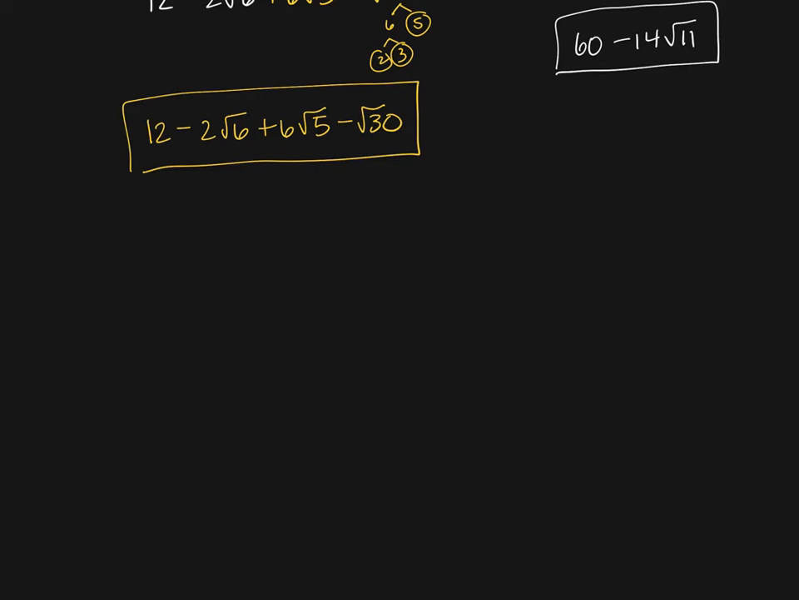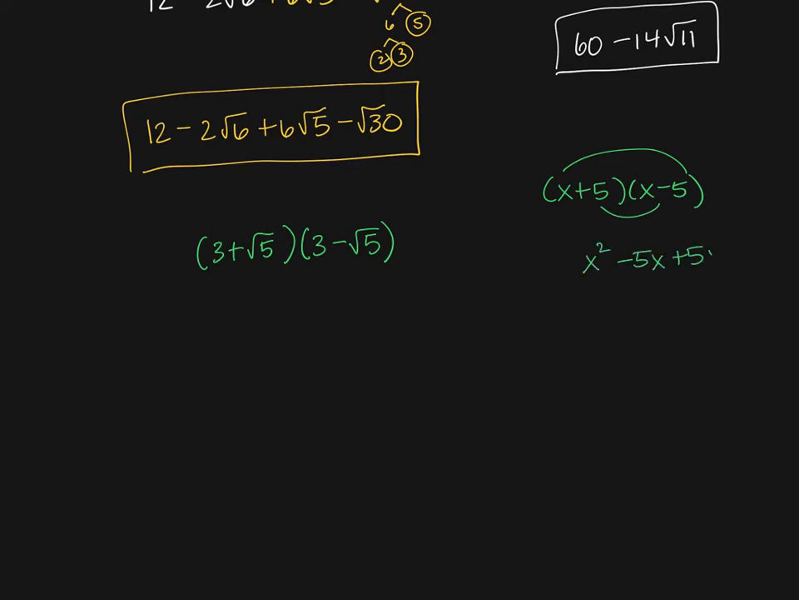We've got 3 plus the square root of 5 and 3 minus the square root of 5. And this really looks like a difference of squares. If you remember, when we have things like this, when you FOIL it out, the outer and the inner term are going to cancel out. You would get x squared minus a 5x plus a 5x. Those guys are gone. And then minus 25. Something very similar is going to happen here.